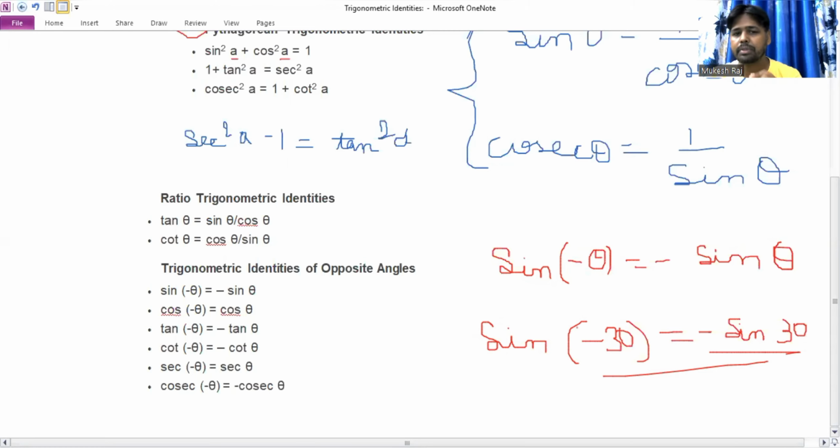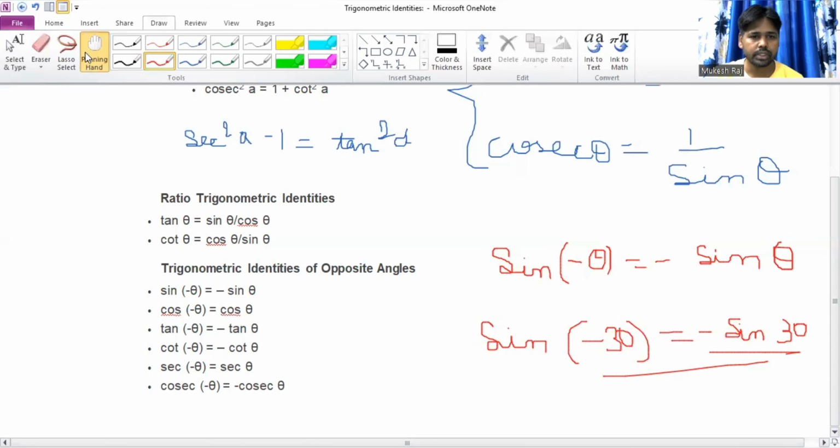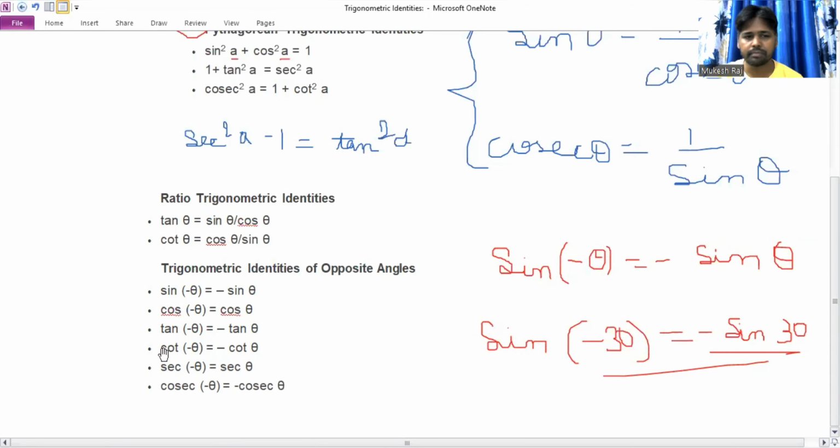Cos negative theta will be equal to cos theta. We can directly write these substituted values into our solution for a given problem. That is why they are known as identities, which can be used directly for the results that we can obtain as the value of the given question. Similarly, tan negative theta will become negative tan theta, cot negative theta will be equal to negative cot theta, sec negative theta will be equal to sec theta, and then cosec negative theta will be equal to negative cosec theta.